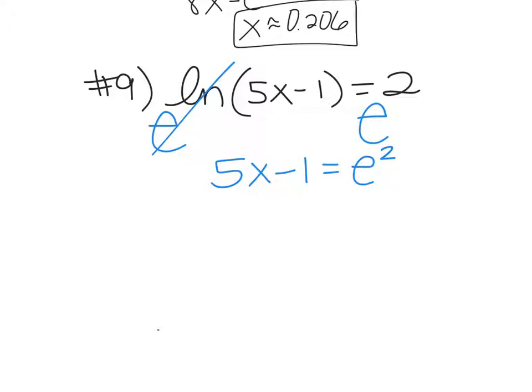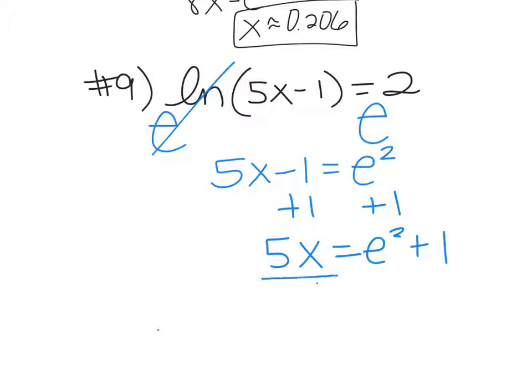All right, then you're going to add 1, so you get 5x equals e squared plus 1, and then divide by 5. I don't know how you want to put this in your calculator. You can do e squared, enter, plus 1, enter, and then divide by 5. And that'll get you there. And you end up getting 1.678.